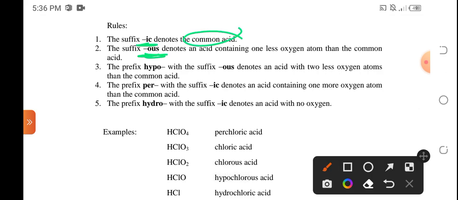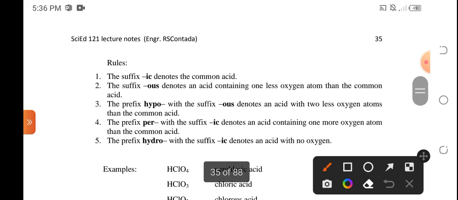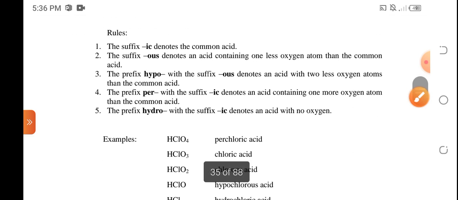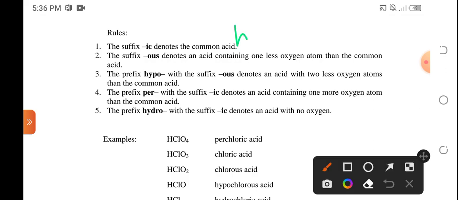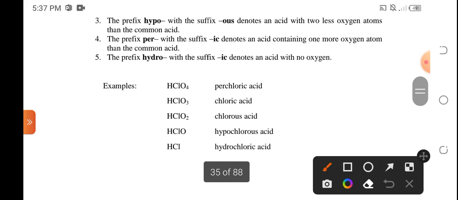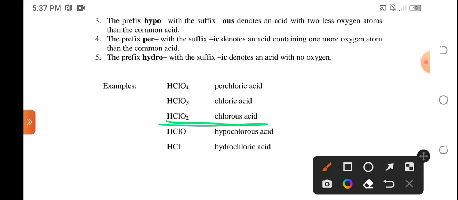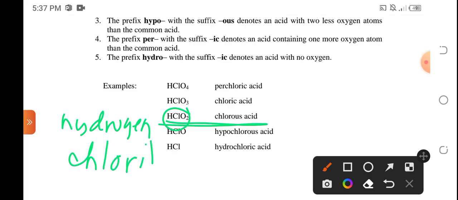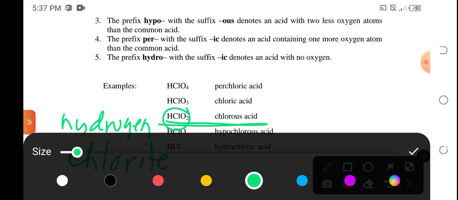Now, for OUS, OUS is for those anion that ends with ITE. Okay, so parang ganito. If that is hydrogen nitrite, okay, ito na lang pala. Here. This is hydrogen chlorite. But that is not the acid's name.